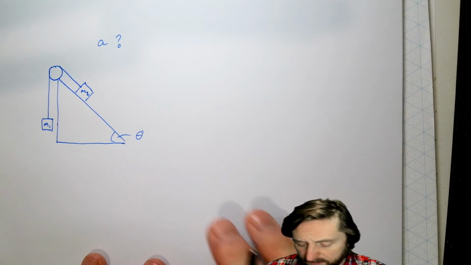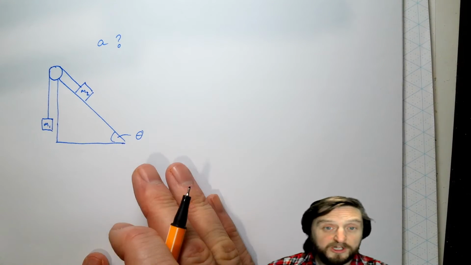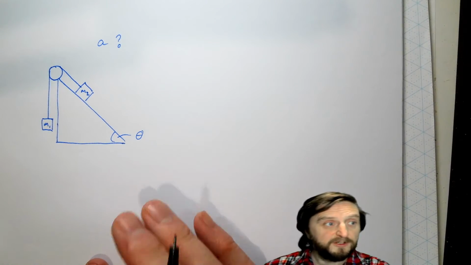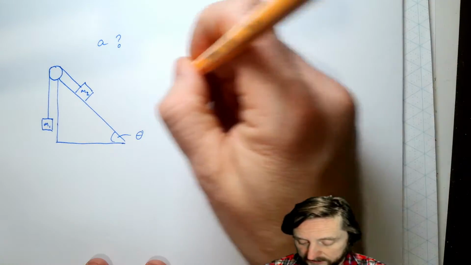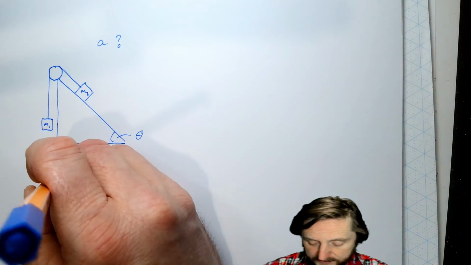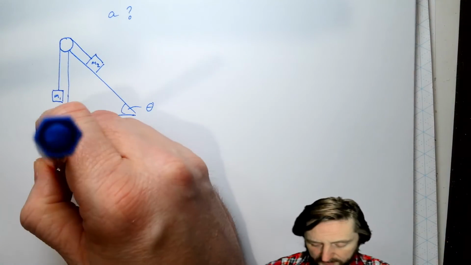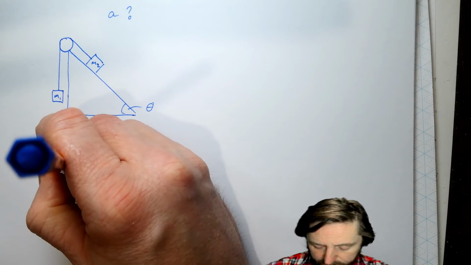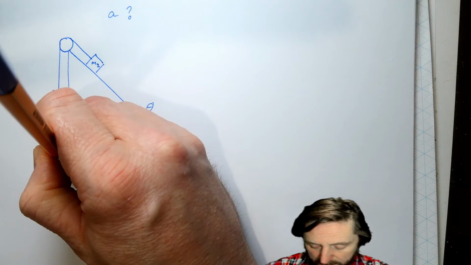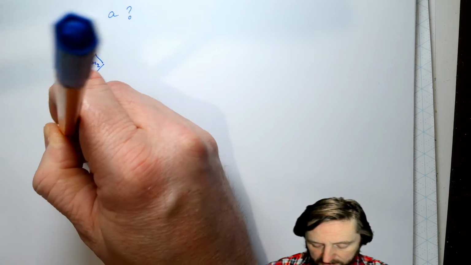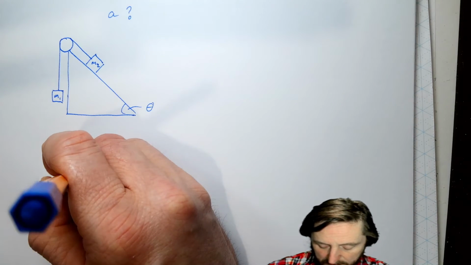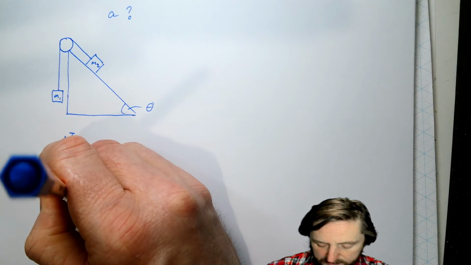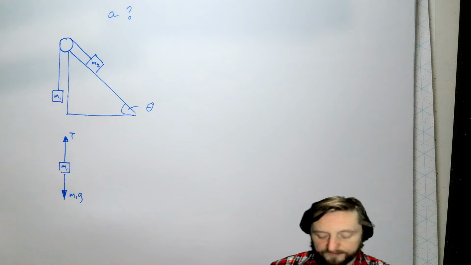So again, what we're going to do is draw free body diagrams for the two different objects. So let's do that. So here is let's put it down here. Here is M1. And there's that tension again. And M1's weight, which is M1G.